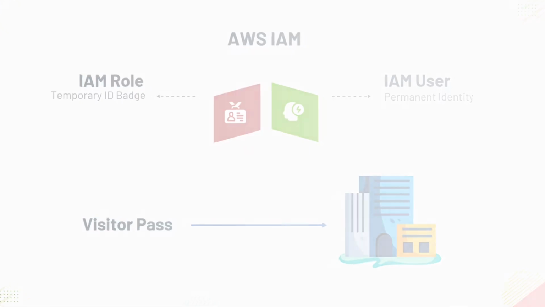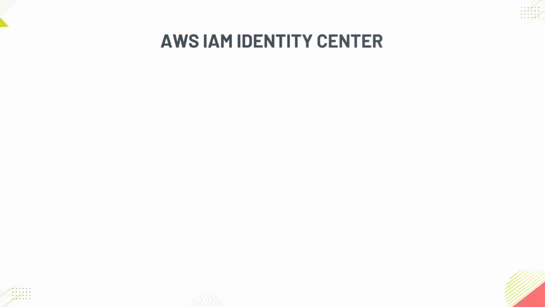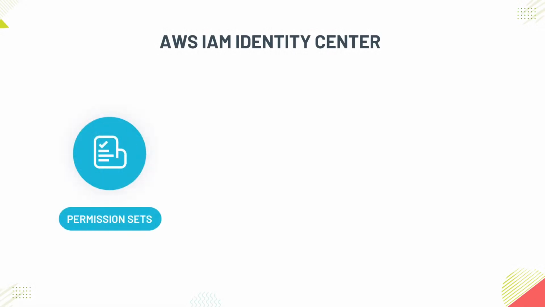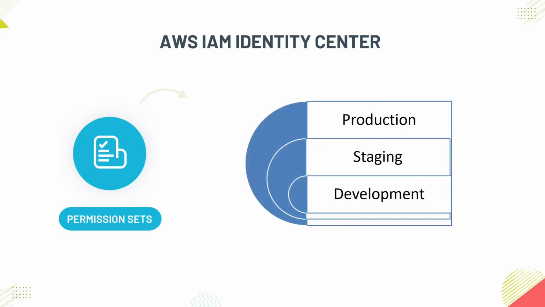Moving on to a more modern approach, with the IAM Identity Center, we have what is known as permission sets. A permission set is simply a list of permissions that you can easily apply to users or groups. If a company has three AWS accounts, one for production, another for staging, and a third one for development, with IAM Identity Center, a user account would only need to be created once, and with the help of permission sets, applied to all other AWS accounts in the company.